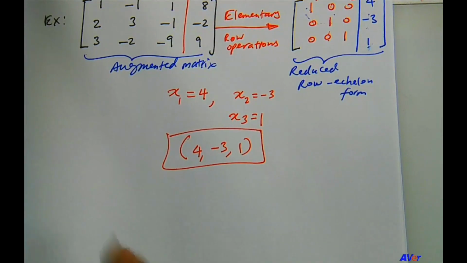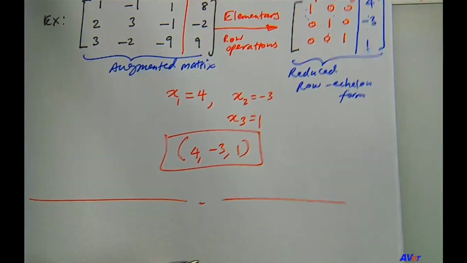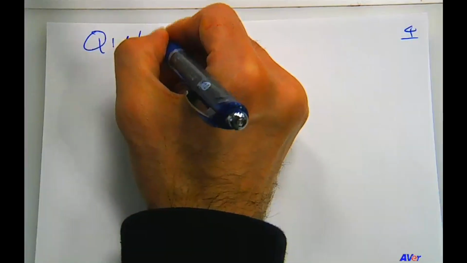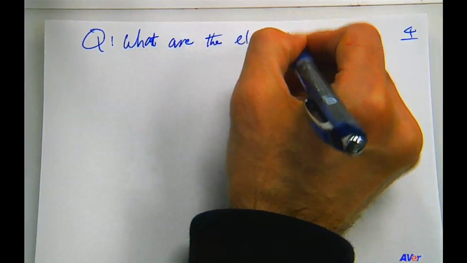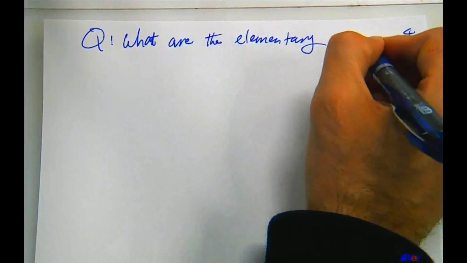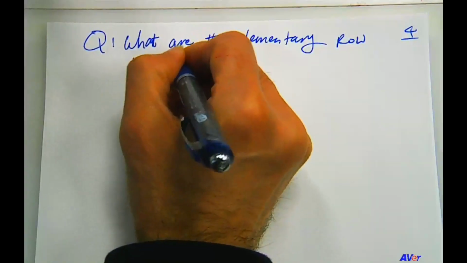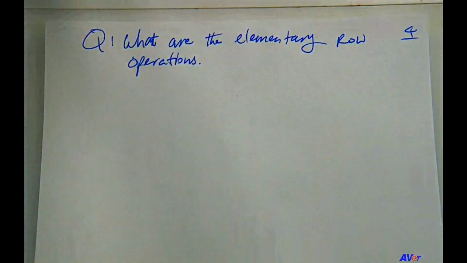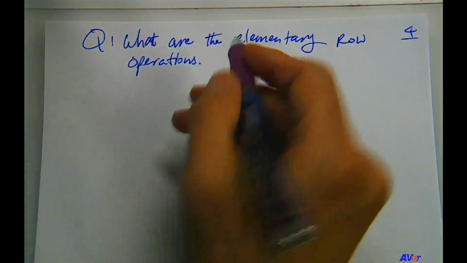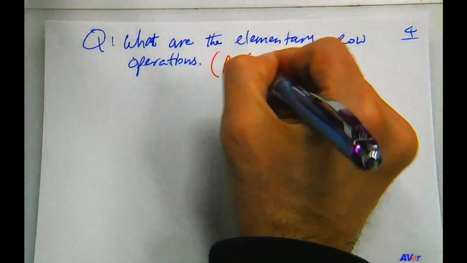Okay, so now let's talk about elementary row operations. So here's the question: what are the elementary row operations? And let me add, this is critical, at the end here, preferred.